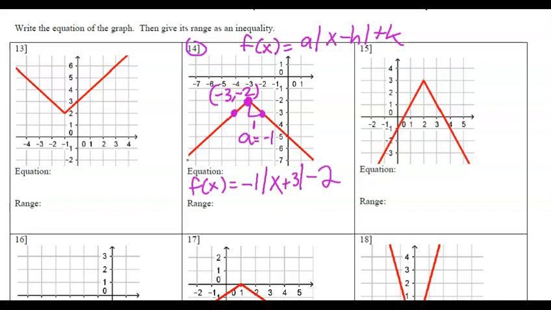Our range is lowest y to highest y. Our lowest y is going down further, so it's -infinity. Our highest y would be -2. Y is less than or equal to -2. And if you were to write that in interval notation, it would be -infinity to -2, bracket.